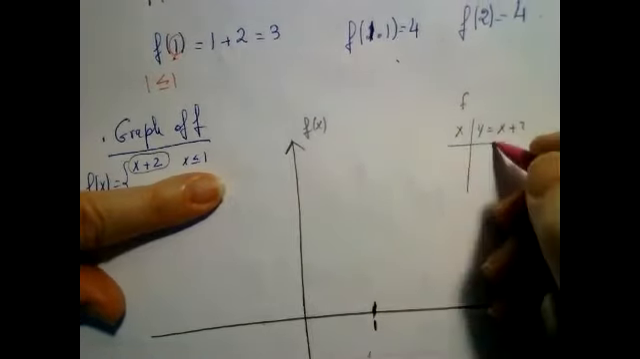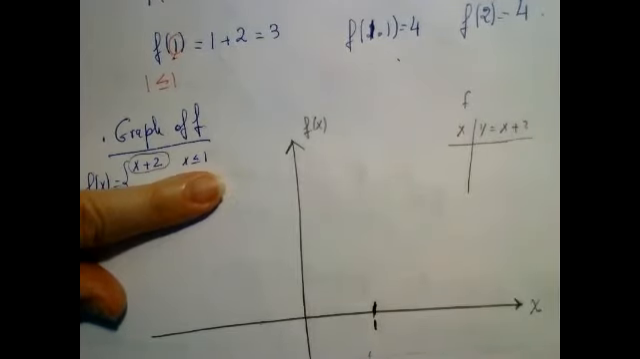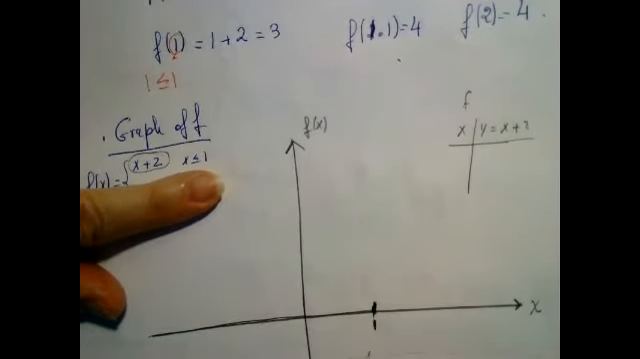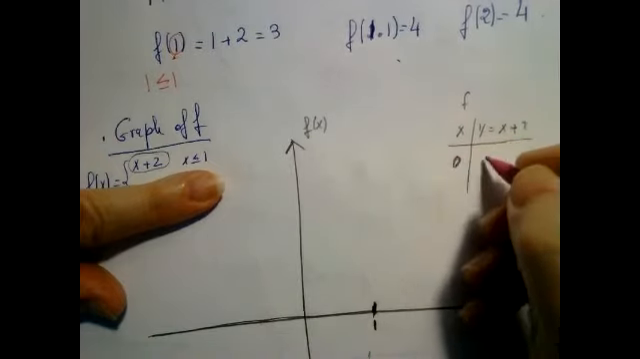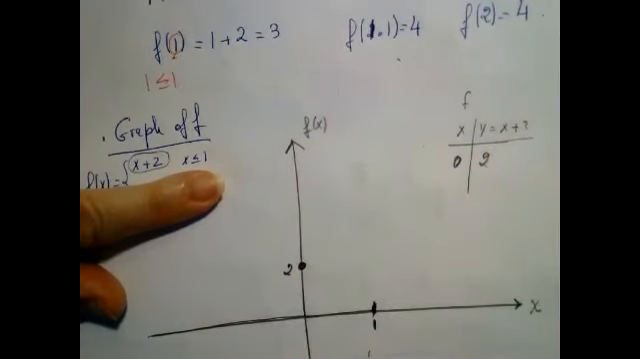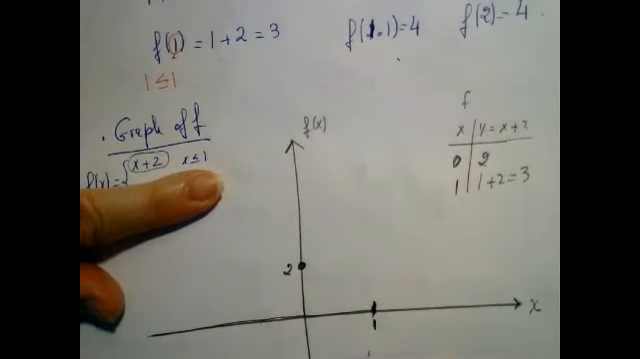Now, x plus 2 is a line. To sketch it, I need 2 points. Which points would be smart to take? Since I'm going to stop at 1, I'm going to take x values up to 1. So I will never take x equal to 2. I can take x equal to 0, which gives 2. And then I take x equal to 1, because I like to know what's going on at 1. I will get 1 plus 2 equal to 3.